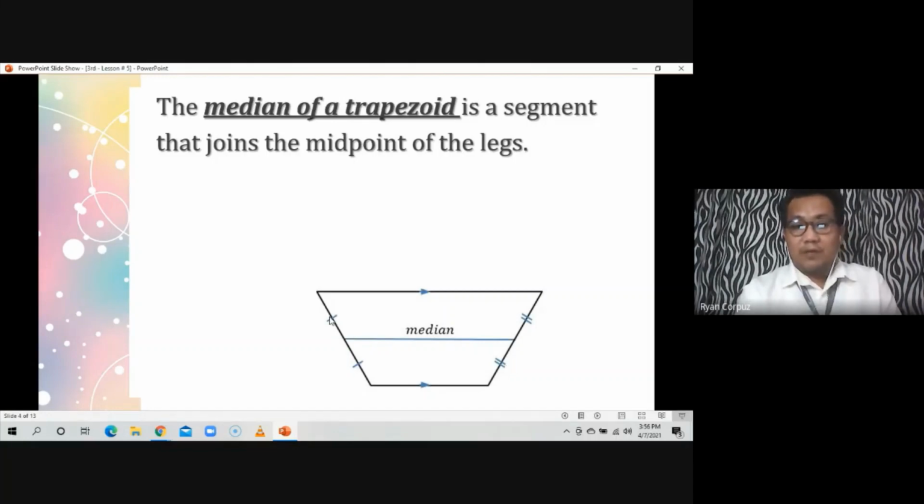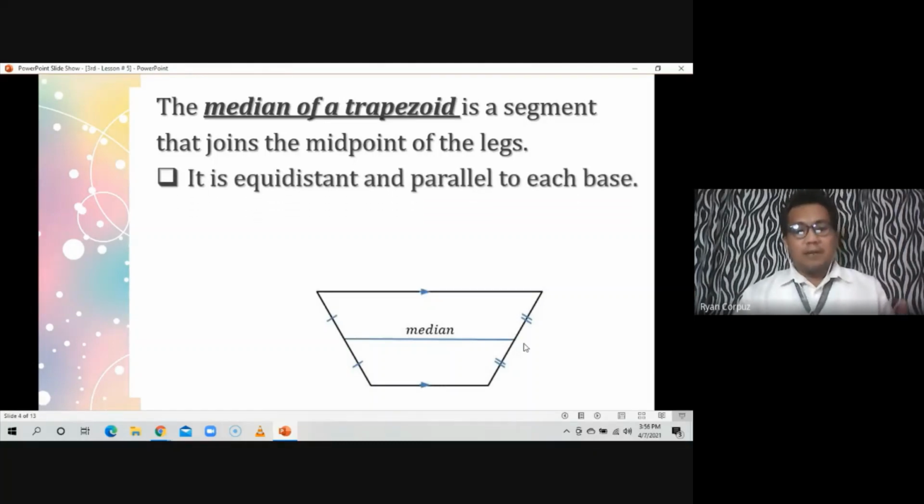Pero hindi ibig sabihin na itong segment to at itong segment to ay congruent. Kasi ang tinutukoy natin is the midpoint of the legs. So kalahati, yung gitnang mismo ng leg na yon. Ibig sabihin kung gitna yon, equal yung dalawang to. So ganun din on the other side. So ayun yung tinatawag natin median of a trapezoid.